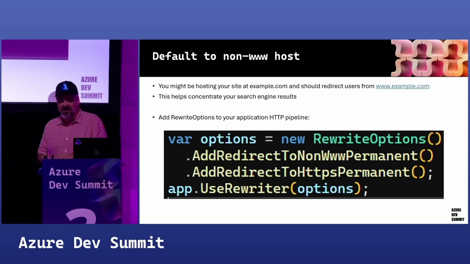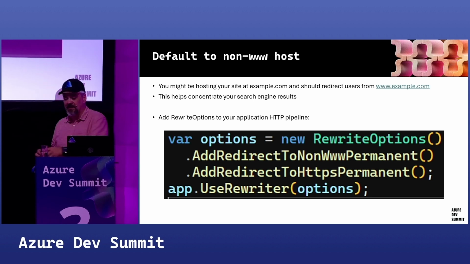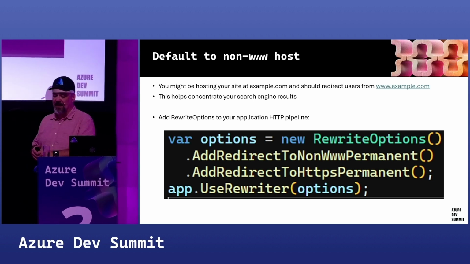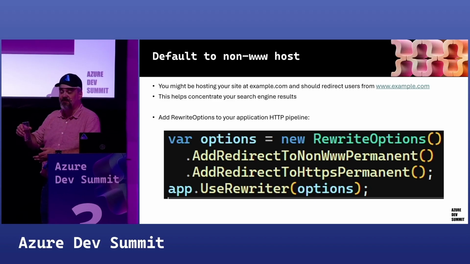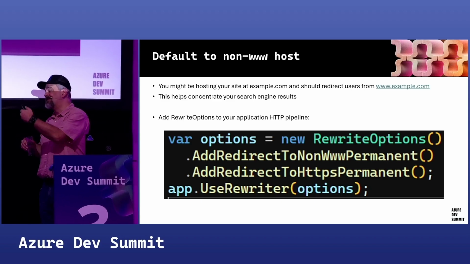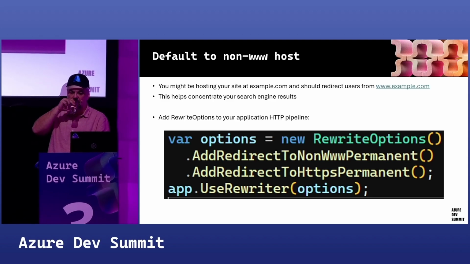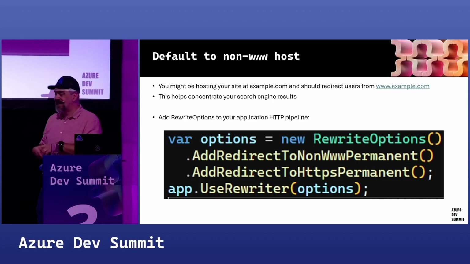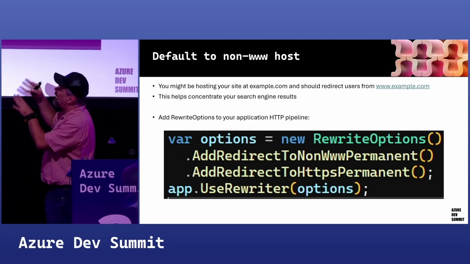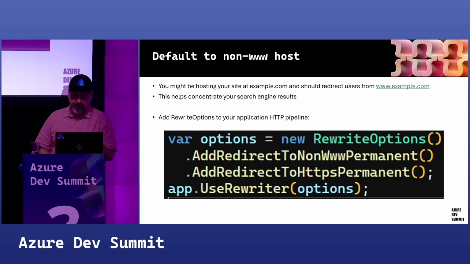HTTPS is a default thing now that everybody should be doing. If you're not doing it, get there. Everybody should be running with HTTPS, which is HTTP2 protocol, and you'll immediately see performance improvements because of the protocol you'll switch to. All right, that's an easy one. Just a couple lines to add into the bottom of your Program.cs.